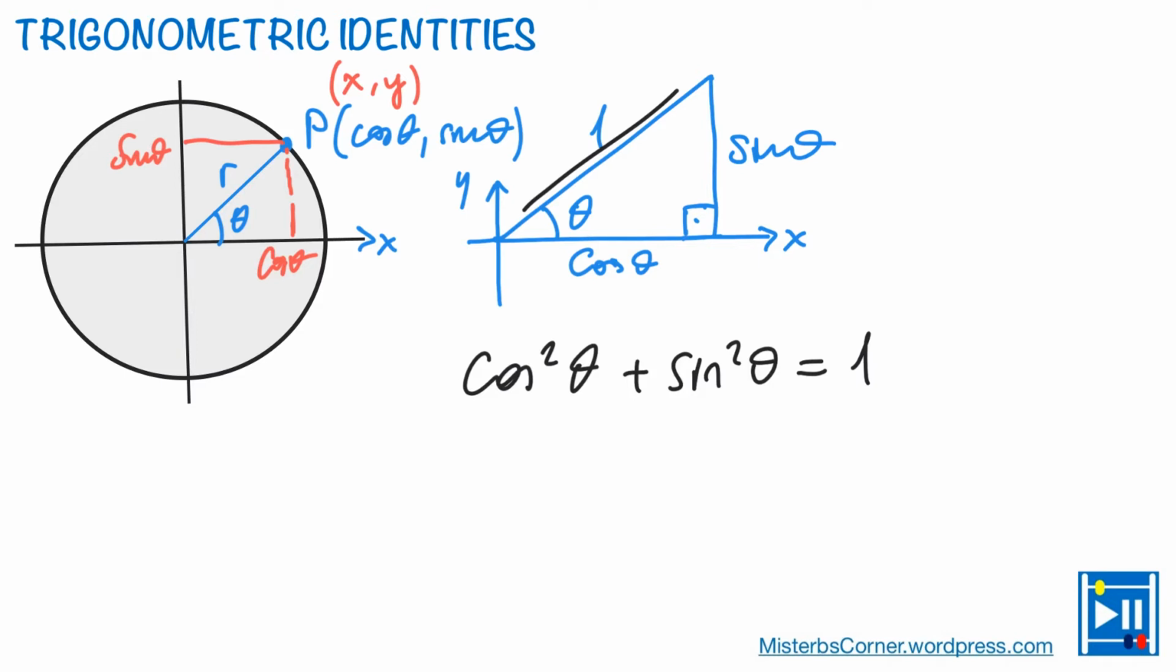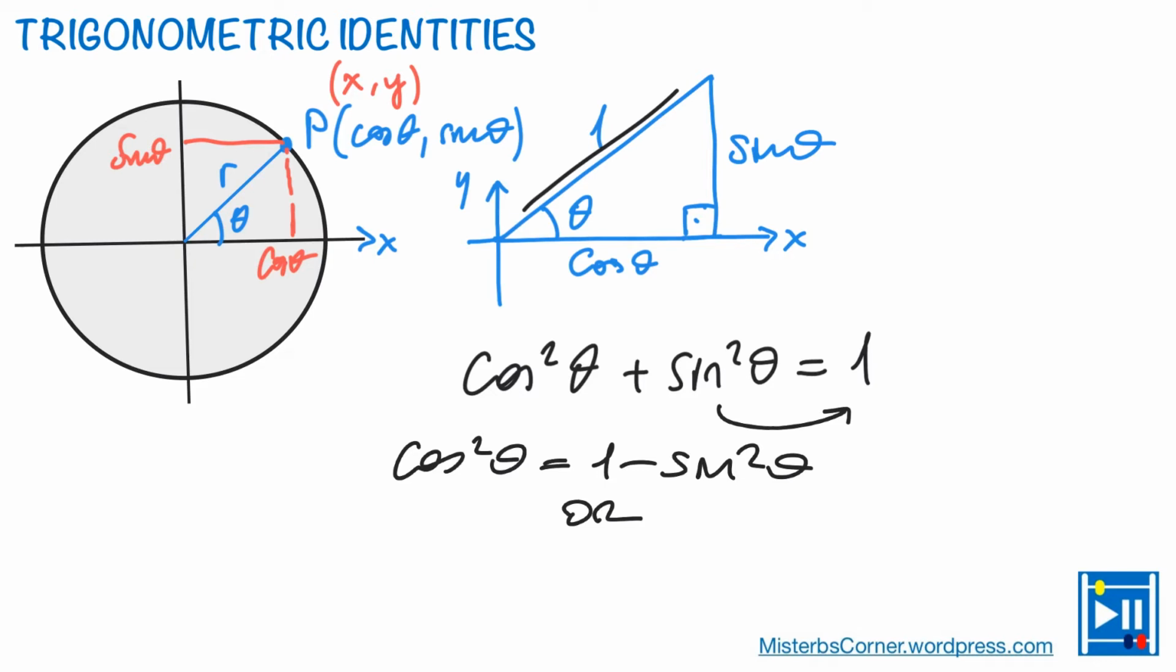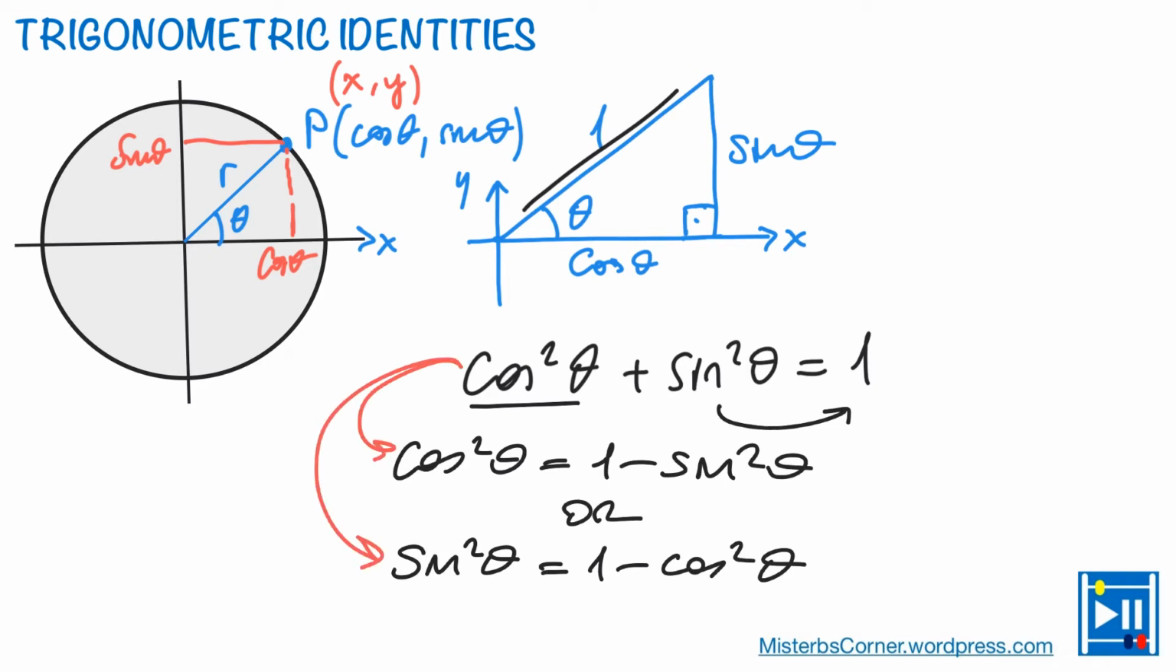Now from here, I could just take sine squared theta to the other side. So I could write cosine squared theta is 1 minus sine squared theta. Or instead, I could take cosine squared theta to the other side, so I could end up with sine squared theta equals 1 minus cosine squared theta. So I can manipulate this identity into two other expressions. If I want to write down an equation in terms of sine only or in terms of cosine only, I can just change them into one another using these expressions.